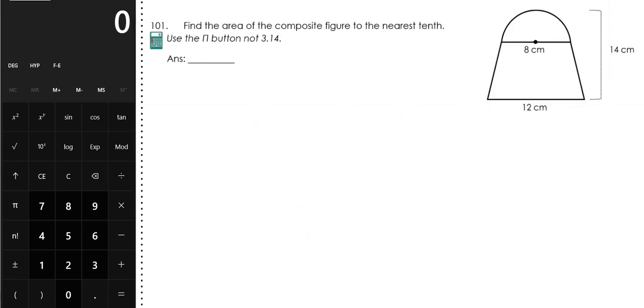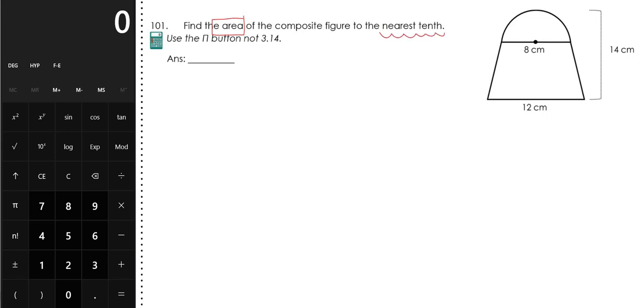Number 101. Find the area of this composite figure to the nearest tenth. Use the pi button, not 3.14. Okay, so we're finding the area. And composite means that your figure is made up of a couple of pieces, fit together. They want your final answer to the nearest tenth.